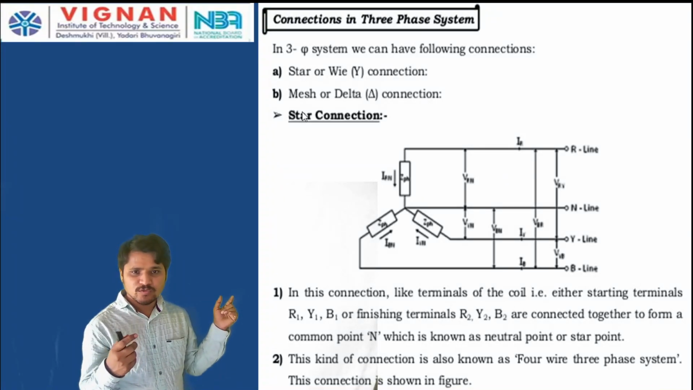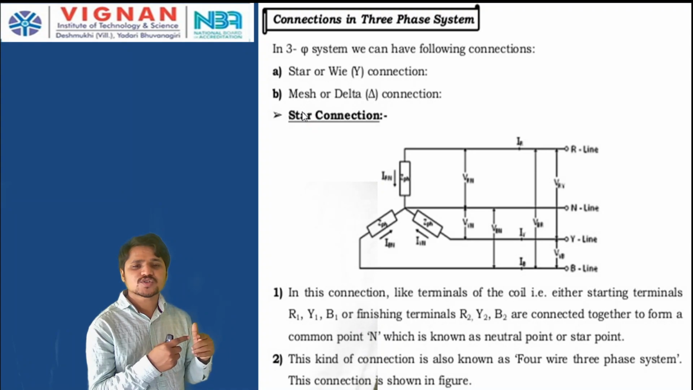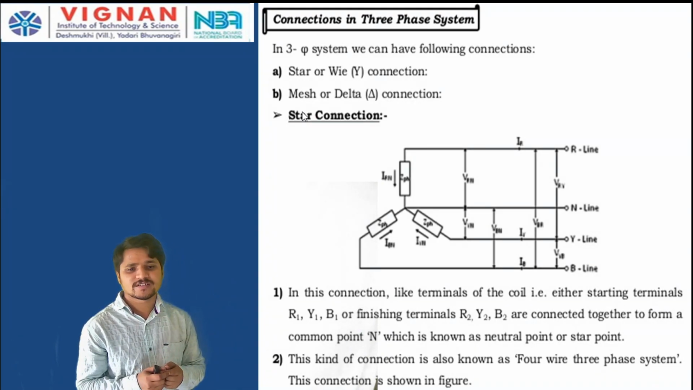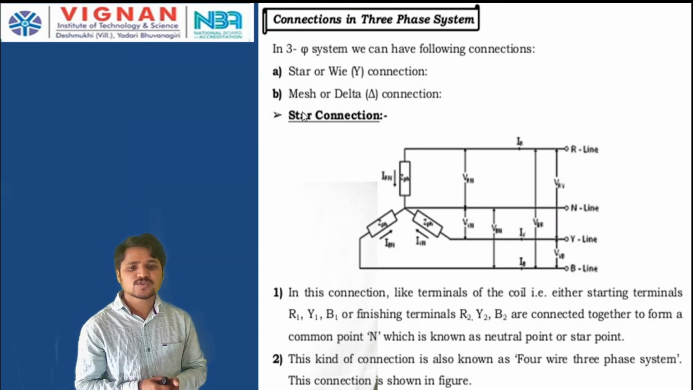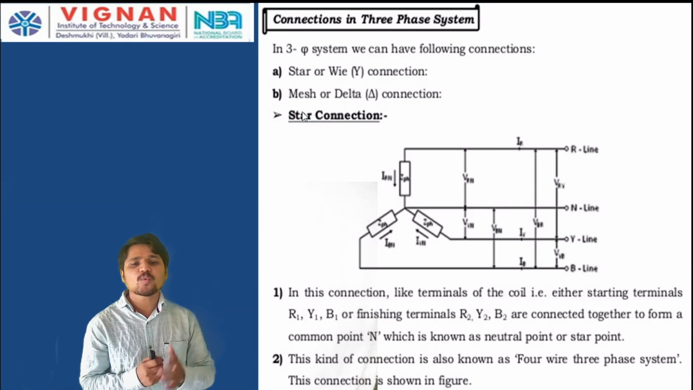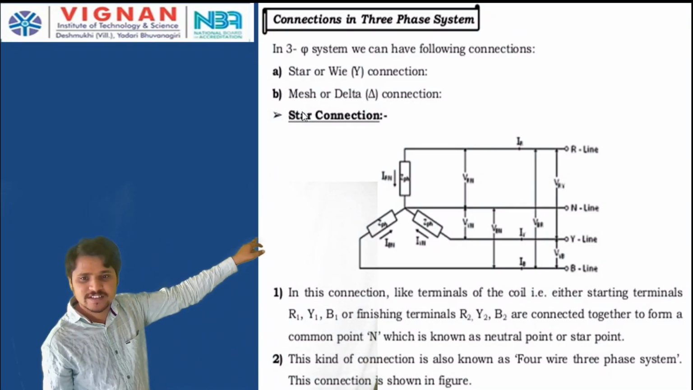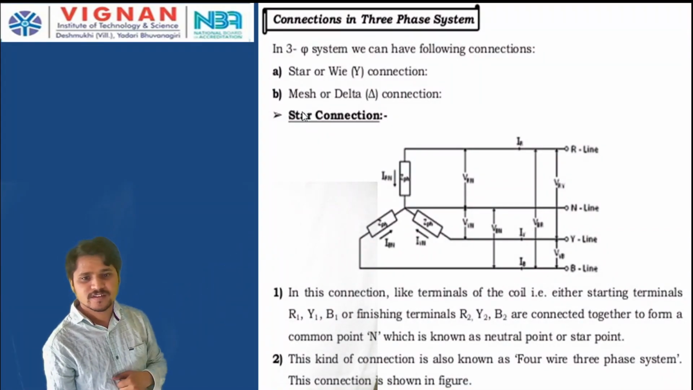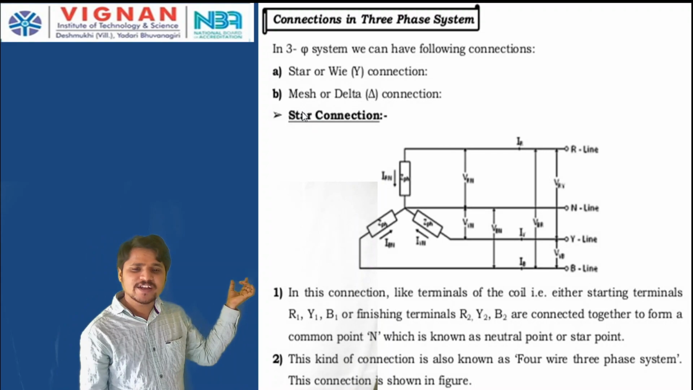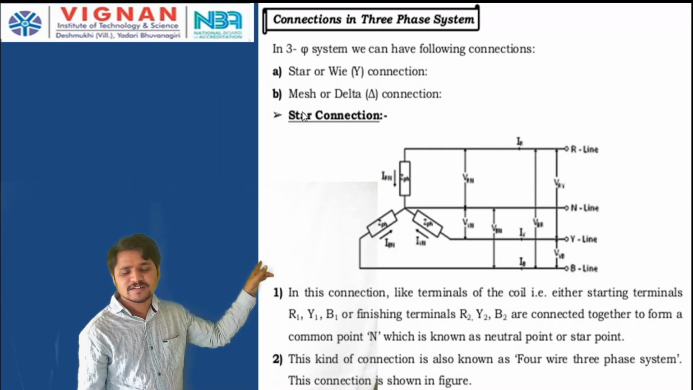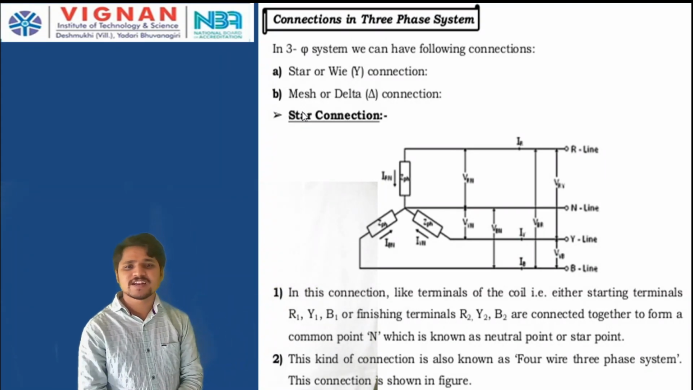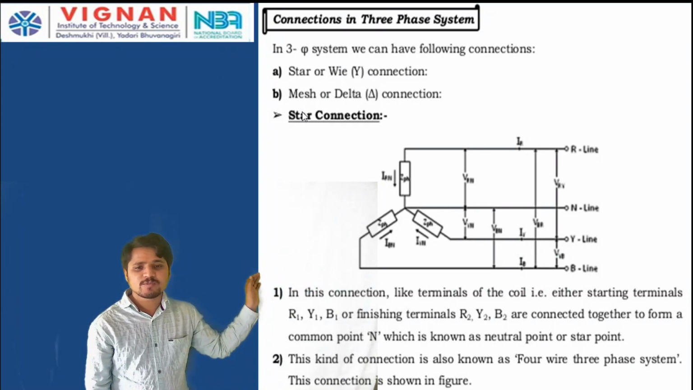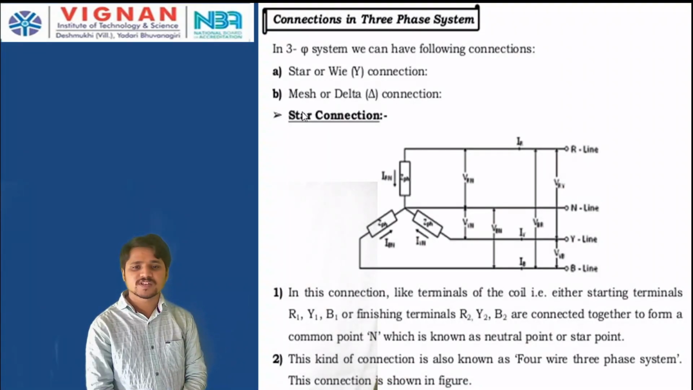Okay, so where we are connecting all of this at a point, which leads to one more point called the neutral point. Okay, the point N, which is known as the neutral point or star point. Next, this kind of connection is also known as a four-wire three-phase system, because here we have the three phases, R phase, Y phase and B phase. Because we are joining all the like terminals, that is the ending terminals or starting terminals, at a point, which leads to one more point called N, that is the neutral point. Therefore, this system we are calling a three-phase four-wire system.